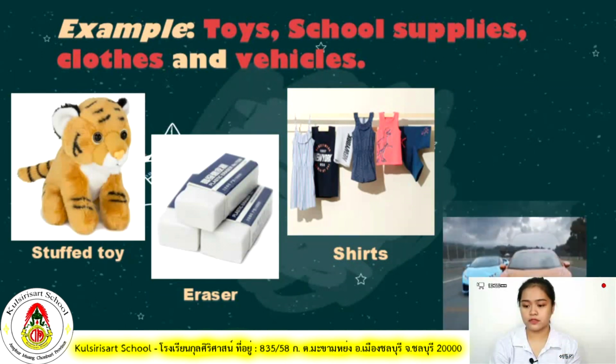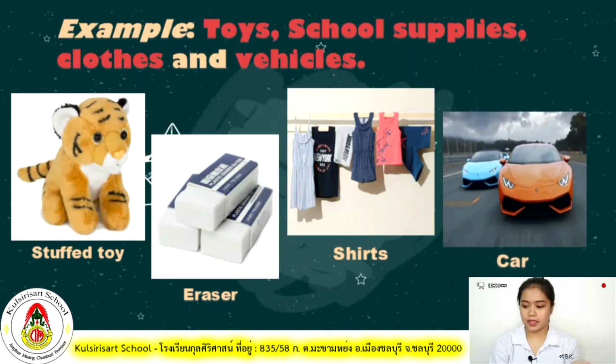The next one is vehicles. For vehicles, I have here a car. A car, a motorcycle in the street, a truck on the road are examples of non-living things because they don't have life. Again, non-living things are things that have no life or that are not alive. Did you get it? Okay, very good.